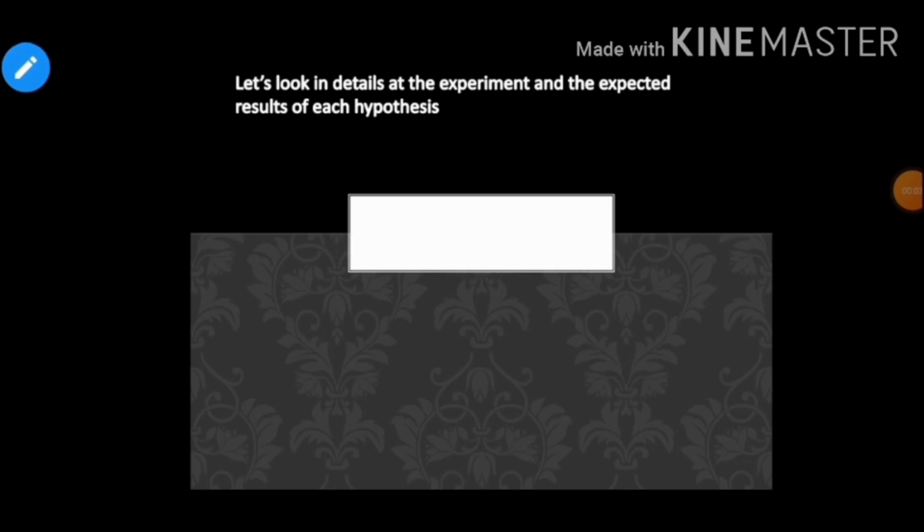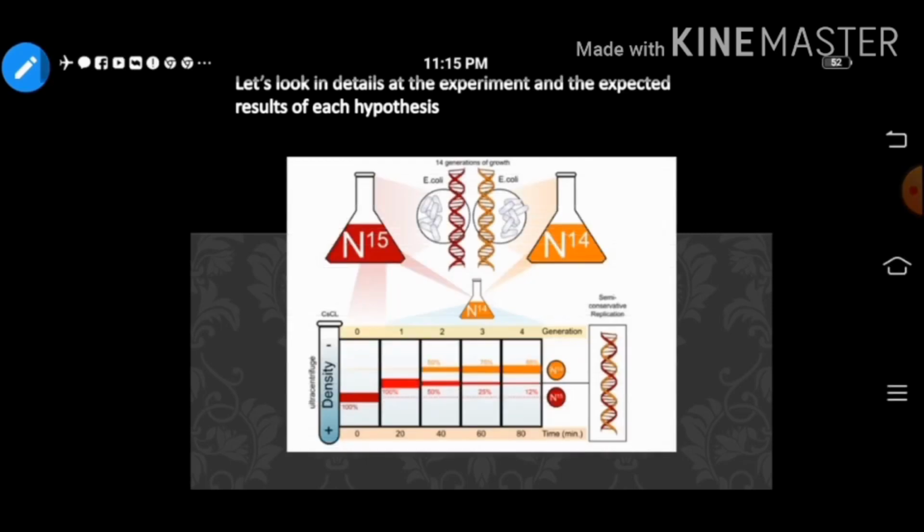Now children, let us look in detail at the experiment and the expected result of each hypothesis. Right? So this is the experiment which was done by Meselson and Stahl, that N15 and N14 is taken, and after the interval of every 20 minutes the samples are taken and the study of DNA is carried out with the help of centrifugation and take their observations and results. Now simply observe all those hypotheses and results.